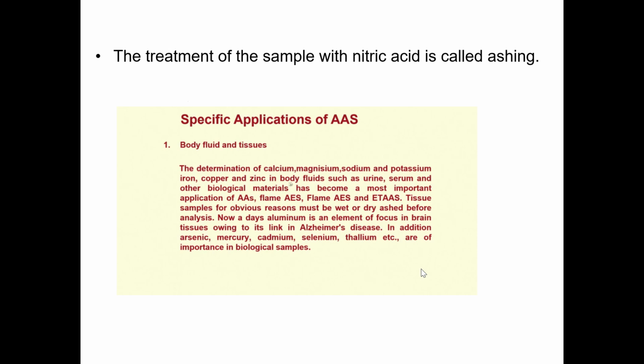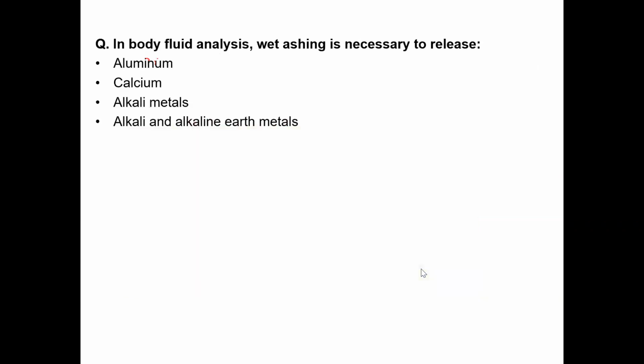In many other analyses, arsenic, mercury, cadmium, selenium, and other metals are very important. But in tissues, in brain tissues, aluminium is the one. You should do the assaying before analyzing the aluminium in body fluid analysis. So aluminium will be the right answer.